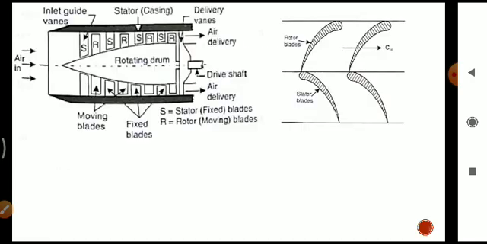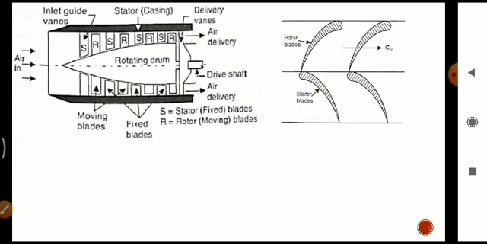So, here is a sketch of our axial flow compressor. It consists of a casing and it has two sets of blades or vanes. S is marked as stator blades and R is marked as rotor blades or rotor vanes. The stator blades are fixed to the casing, and the rotor blades are moving, which is fixed to the rotating drum.